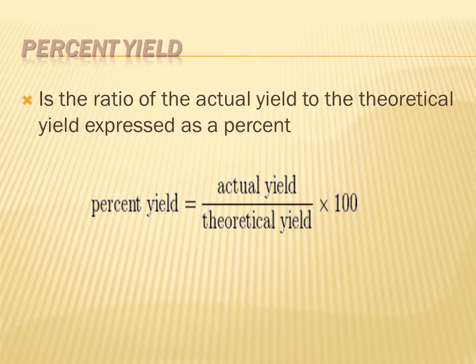Percentage yield is the ratio of the actual yield to the theoretical yield expressed as a percent, as the rule is written here. Percent yield equals actual yield over theoretical yield times 100%.